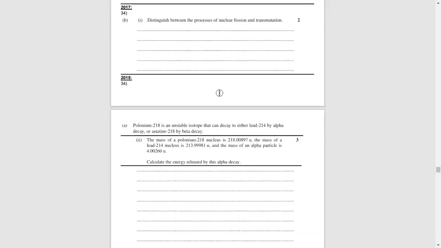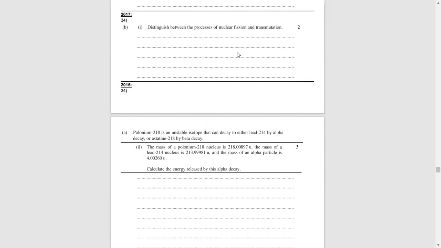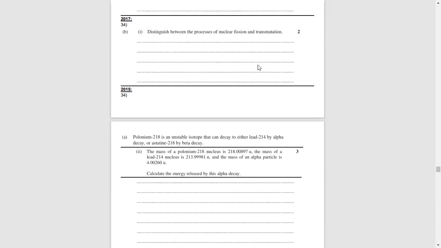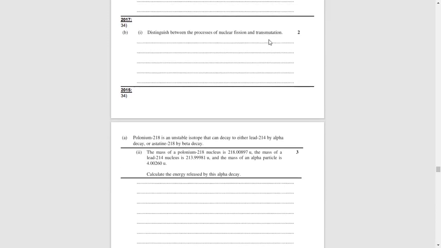Okay, distinguish between the process of nuclear fission and transmutation. I don't do transmutation much anymore, but simply transmutation is generally when you make new elements, okay? Usually this is through neutron bombardment with subsequent decay, usually beta. Nuclear fission is basically when you have a splitting of a parent nucleus.